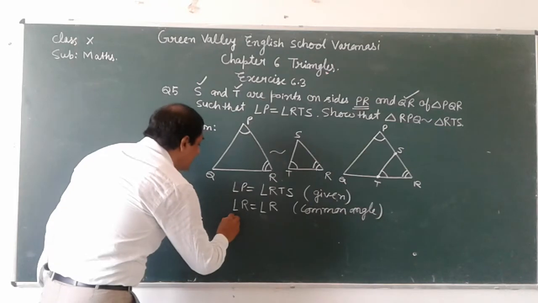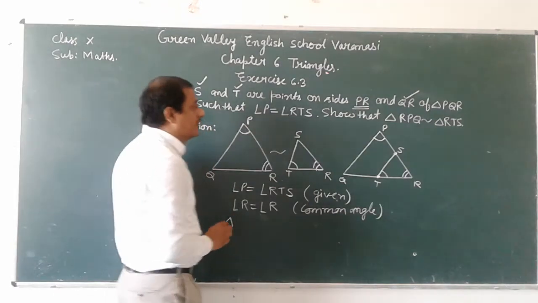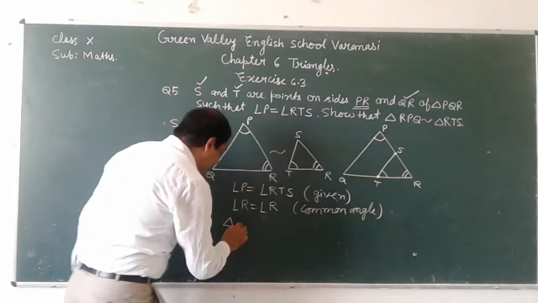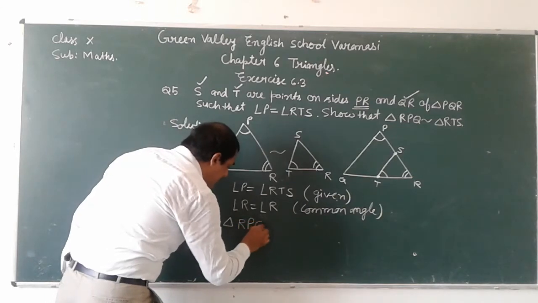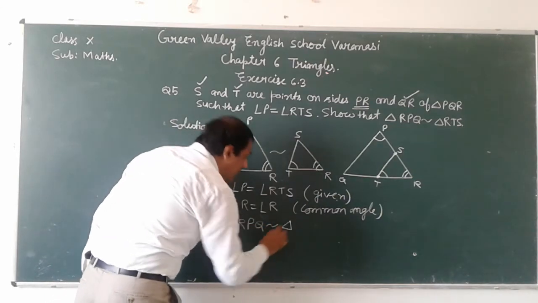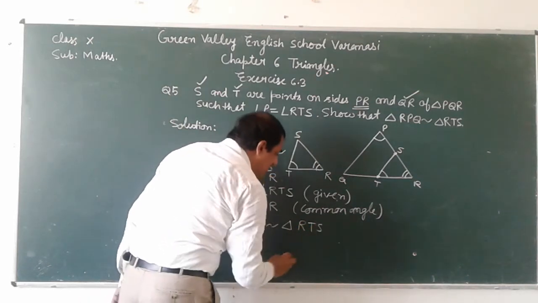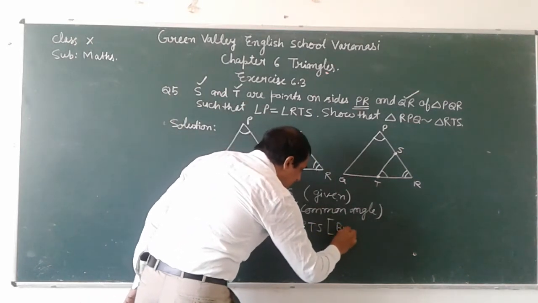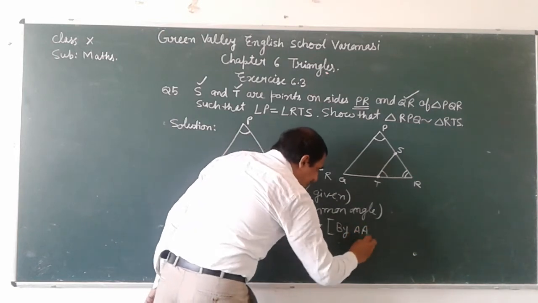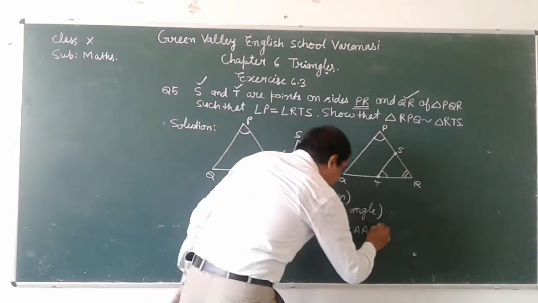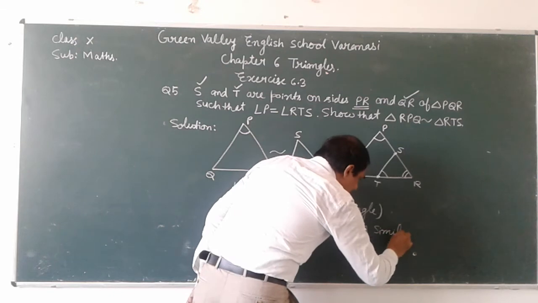Hence, triangle RPQ is similar to triangle RTS by AA criteria, by AA similarity.